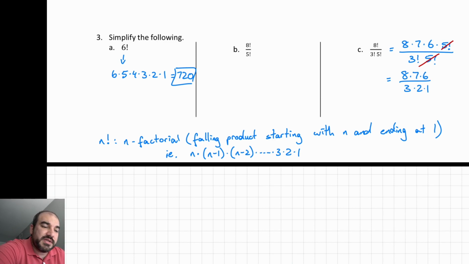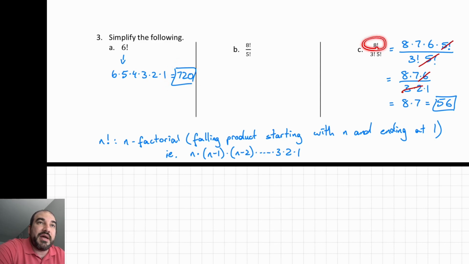And then we can continue to simplify this. I know that 3 times 2 is 6 in the bottom, which means I can take that 3 times 2 and simplify it with the 6 on top. And those are gone. So now we end up with 8 times 7 divided by 1, but there's no need to write the divided by 1, which gives us 56. All right, so there are ways of simplifying factorials without actually computing the big numbers.